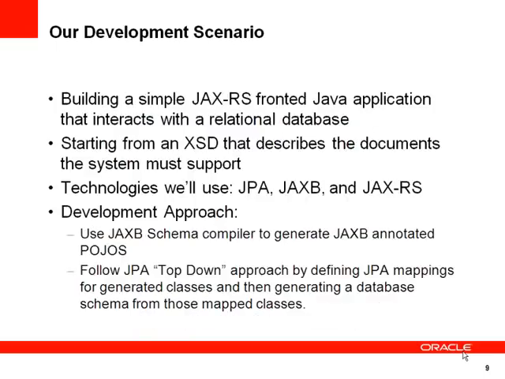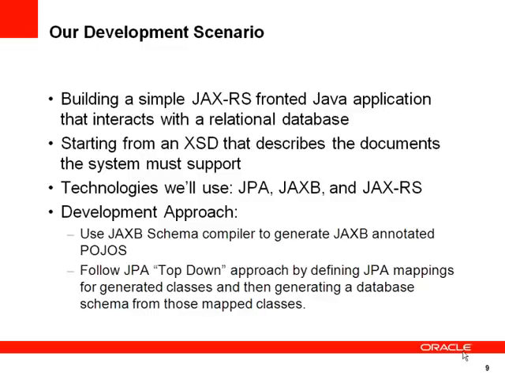So in our scenario, we have a fairly unique scenario in that we're building a simple JAX-RS fronted application. And on the back end, we've got a relational database. So we're going to have calls coming in through JAX-RS that are going to access relational data. And of course, this is Java, so we need technologies on both front and back ends to make this work.